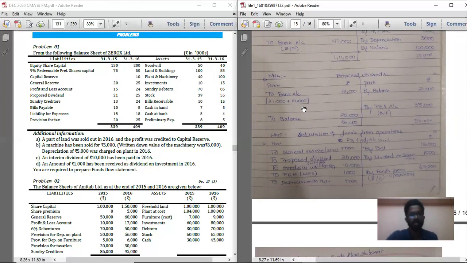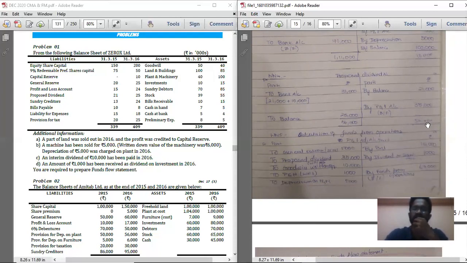See, funds from operation is nothing but the profit and loss adjustment account. The profit and loss opening balance should be taken to the credit side, and the closing balance should be taken to the debit side. So for this calculation of funds from operation, next to that, just record P&L adjustment account.